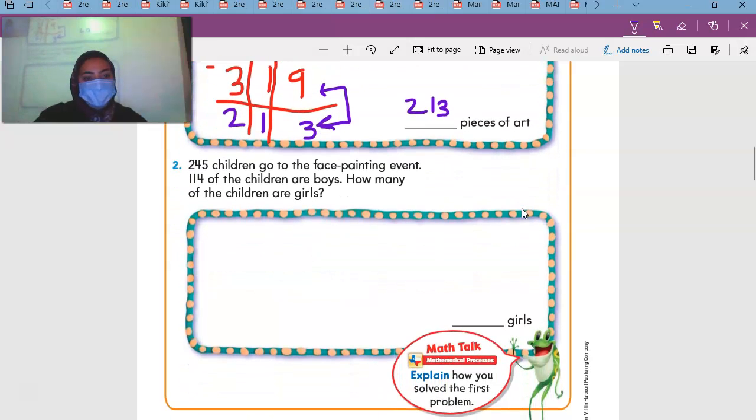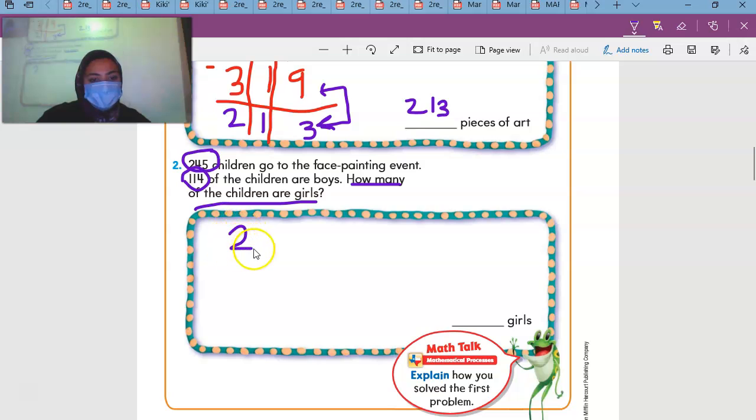Number 2, 245 children go to the face painting event. 114 of the children are boys. How many of the children are girls? So, well, what are we going to do, guys? Subtract 245 take away 114.